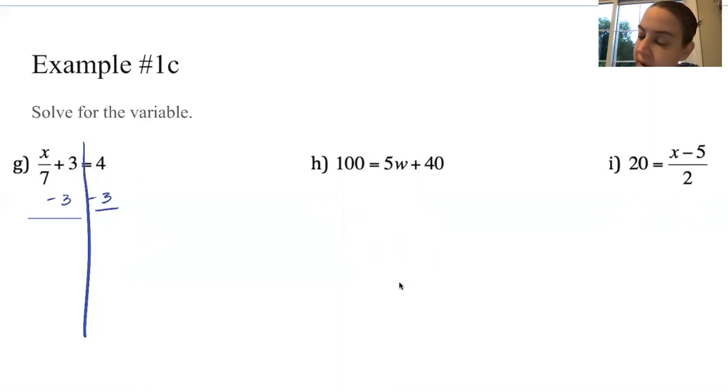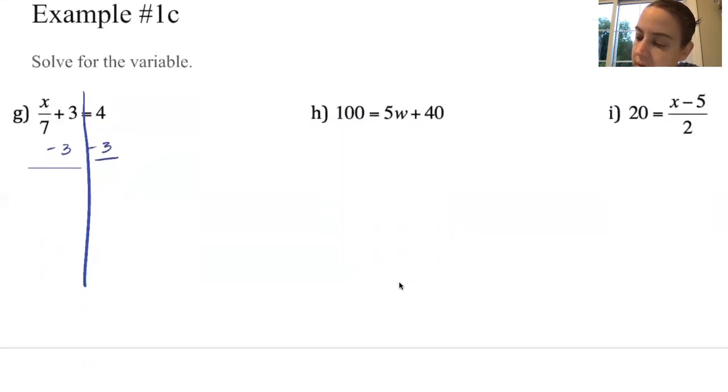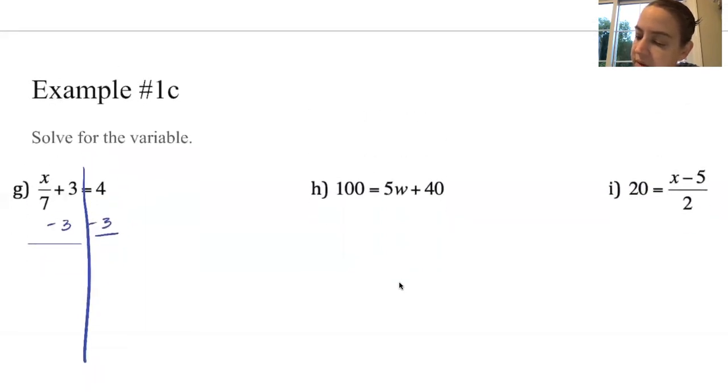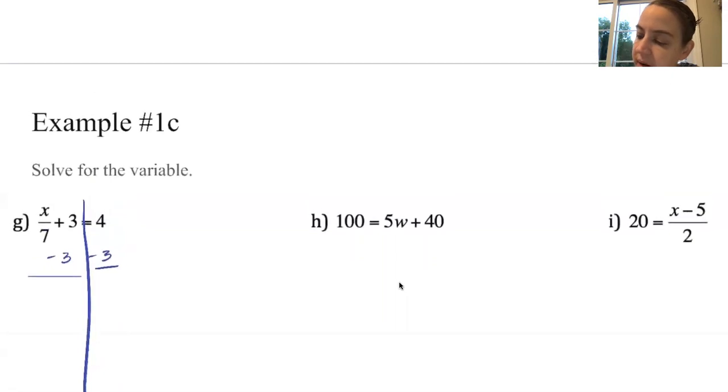Oop, I gotta zoom in here. That's kind of weird. My iPad froze a little bit. All right, let's keep going here.